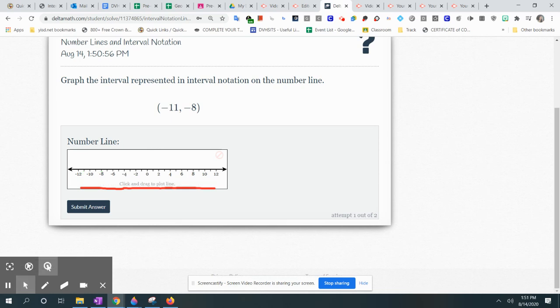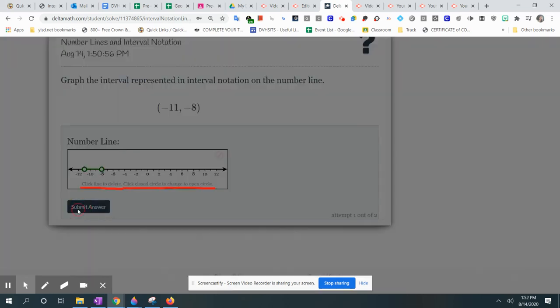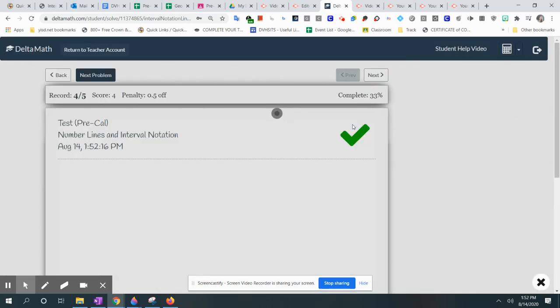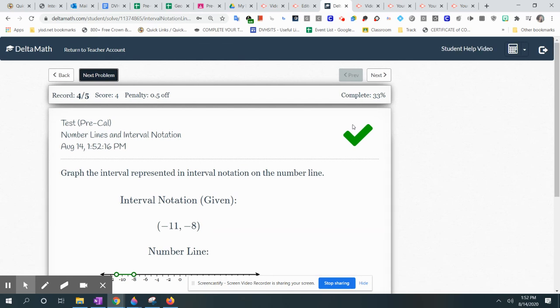So if I click the line, it deletes it. But that's not what we wanted to do. We click and hold from -11 to -8. We want to tap the points because we want an open circle. And let me use it with my mouse. There you go. And then I am going to submit my answer. Are you sure you want to submit this answer? Yes, I do. And it is correct.